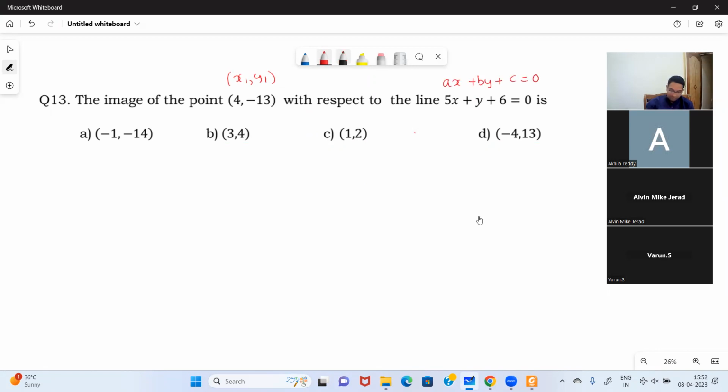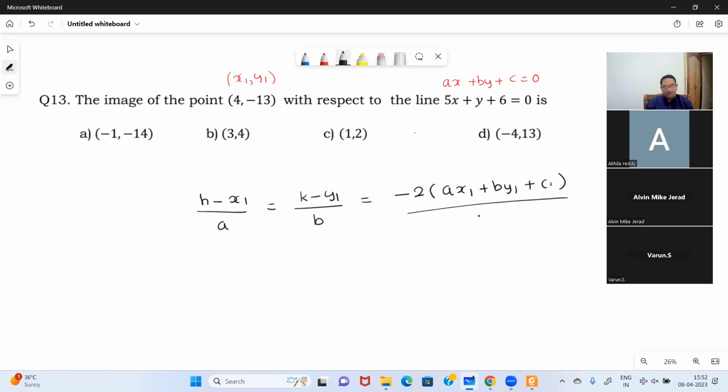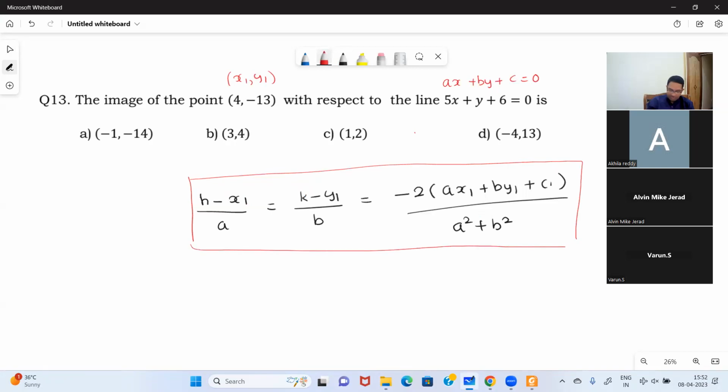Then the image can be obtained very easily by this equation: (h - x1)/a = (k - y1)/b = -2(ax1 + by1 + c)/(a² + b²). Please make a note of this. This will come in very handy. Then (h, k) will be your image. Okay, so let us try.